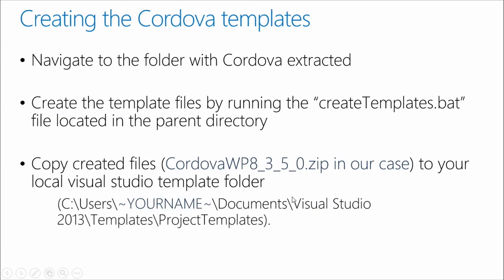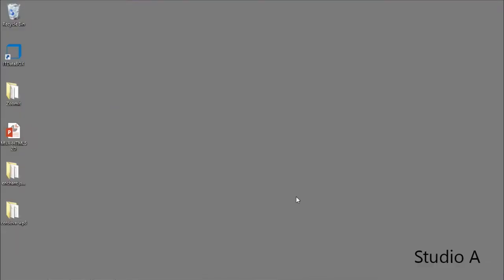And then afterwards, you're going to navigate to your folder where Cordova is extracted. We're going to create some templates that we're actually going to use to pull into Visual Studio. And basically, I'm going to walk you through that step by step. It'll be a little easier than reading it off of the slides here. So let's go ahead and jump over to my desktop.